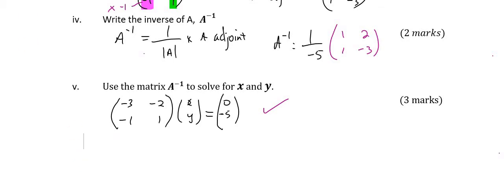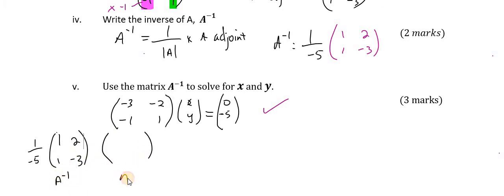Let's give some more space. So it's 1 over the determinant, which is 1 over -5, right? Times the adjoint. Remember, these things go together to become the inverse of A. So that's A inverse literally. Now we're going to multiply by A, which is right here: -3, -2, -1, and 1. That's A. And we're going to write now the variable matrix times a constant.